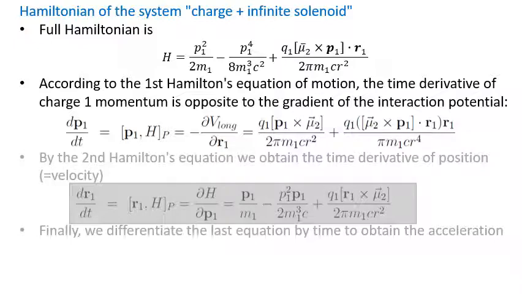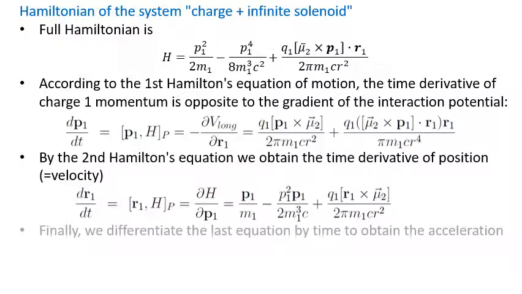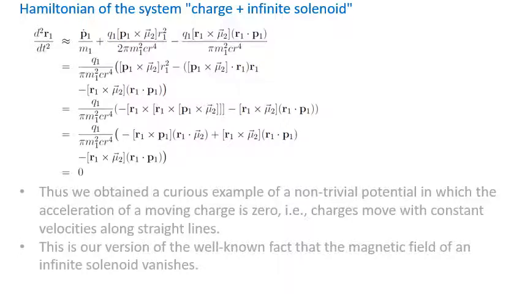By the first Hamilton equation of motion, we derive the time derivative of the charge's momentum. The second Hamilton's equation of motion gives the time derivative of position, or velocity. Finally, we differentiate by time the last equation and obtain acceleration, which after routine calculations turns out to be equal to 0.